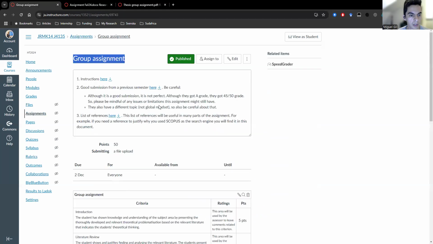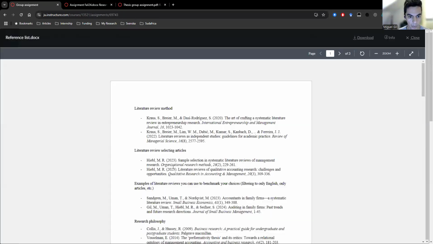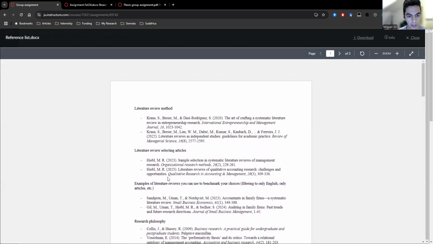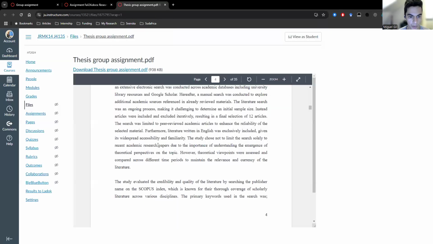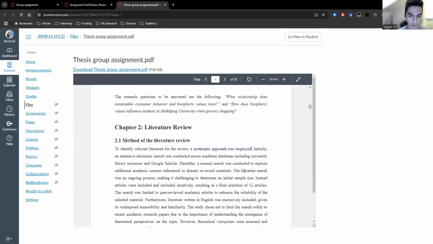So here in the group assignment page, you have a list of references. If you click in here, you will find a document where you have many references that are useful for this. So for example, you can say that you can cite maybe these papers regarding why it is good to follow a systematic approach when doing the literature review. I think they mentioned that, but they didn't justify. So maybe you can justify using that reference.